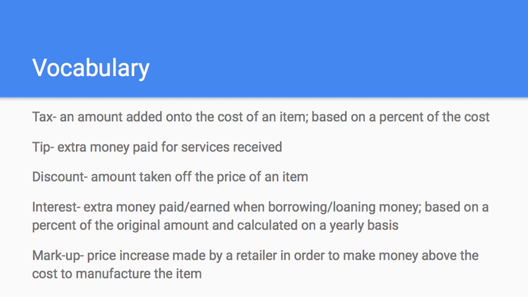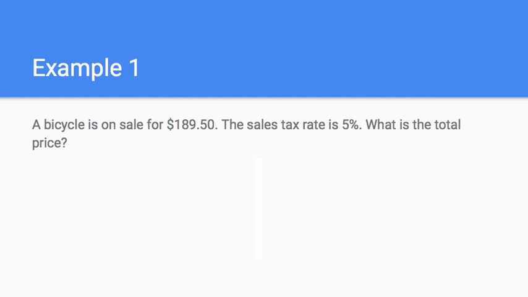And then finally, markup. Stores use a markup. It's a price increase made by a retailer, that's like a store, in order to make money above the cost to manufacture the item. And so it costs so much money to make a shirt, and then they sell it for a little bit more. That extra amount that they sell it for, that's the markup. So we're going to be looking at a lot of examples that cover these different items. For the most part, though, you solve them in the same basic method. So let's just jump right in.